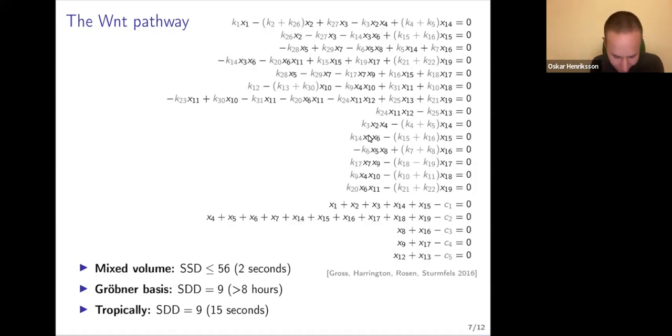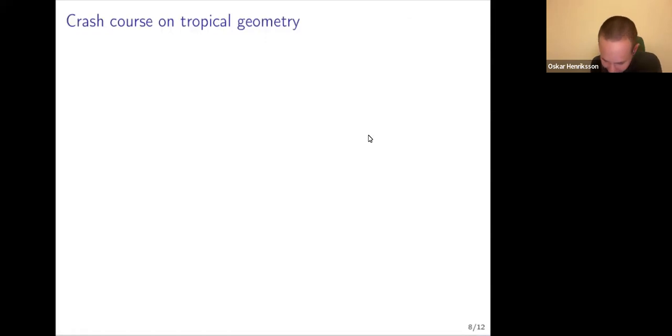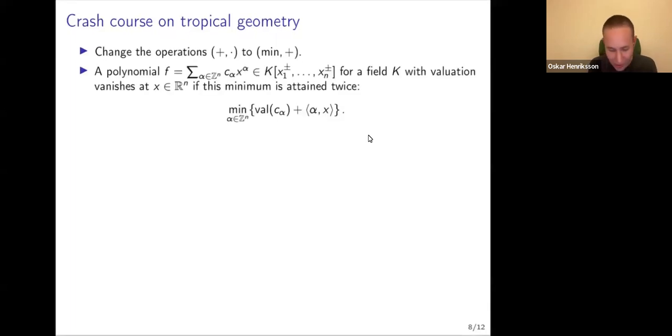Okay, so what is tropical geometry? Let me just quickly explain what the idea is. The idea is to go from the curvy and complicated world of algebraic geometry to the piecewise linear world of polyhedral geometry. And you do that by just changing the arithmetic operations in your polynomials from plus and times to minimum and normal plus. You also have to change what it means for a polynomial to vanish.